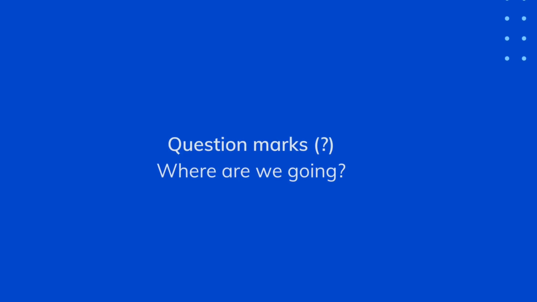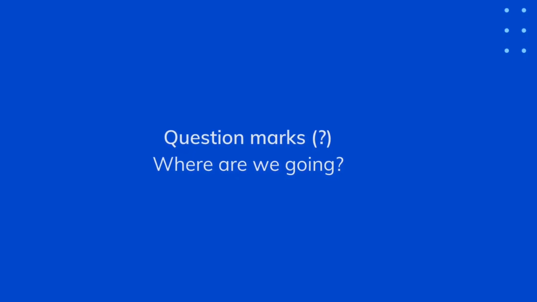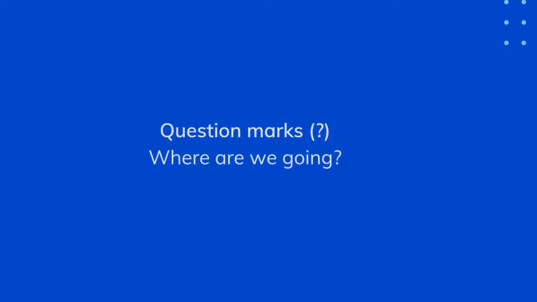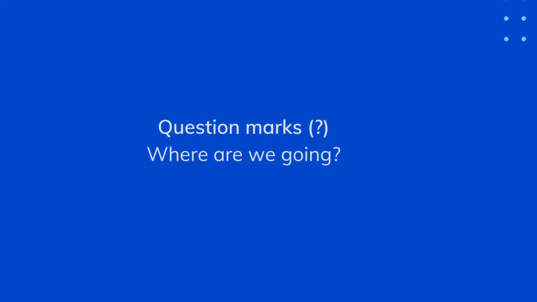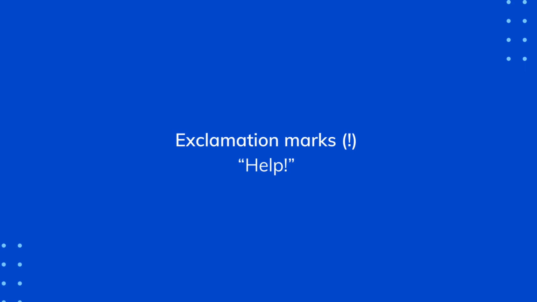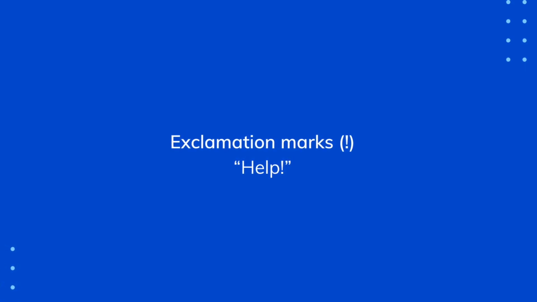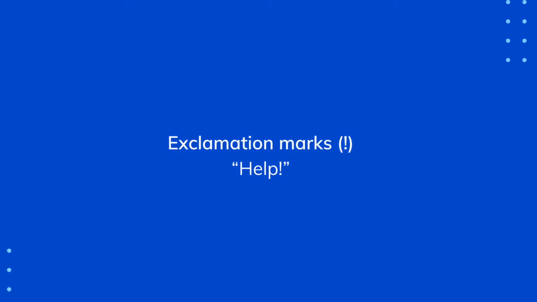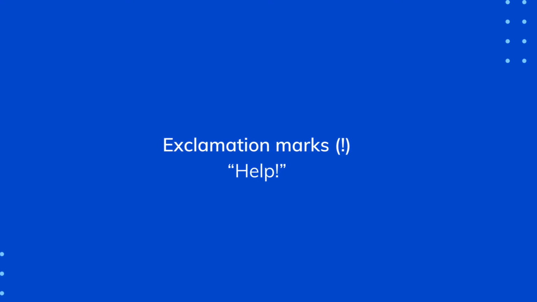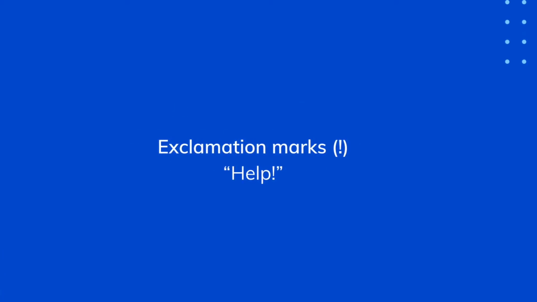Question marks are used at the end of a sentence in place of a full stop to show that the sentence is a question. For example, "Where are we going?" Exclamation marks are used at the end of a sentence in place of a full stop to add emphasis, or, if the sentence is speech, to show that the words were shouted. For example, "Help!"